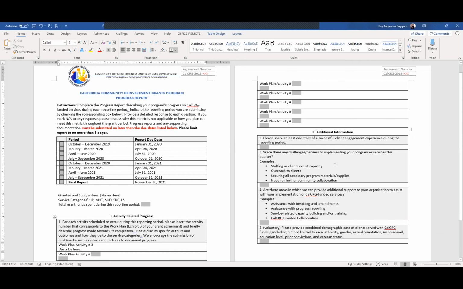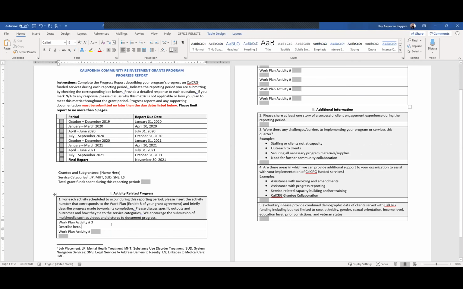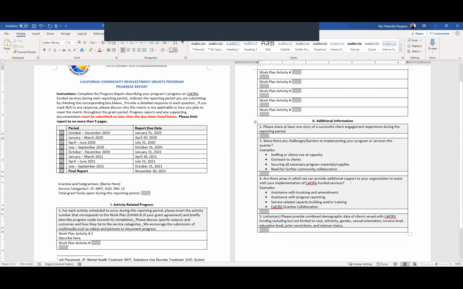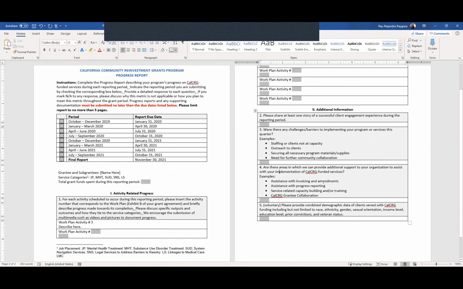The next portion after the success stories is any challenges or barriers. Now, I know that you had the opportunity here in activity-related progress to enter any challenges or barriers you faced. However, this gives you an additional opportunity if there are any other barriers that were not related to any of those work plan activities that you want to talk about, or if you want to expand on any of the challenges that you mentioned up here, you're free to do so. The last two portions relate to how we can better provide you support and demographic information.